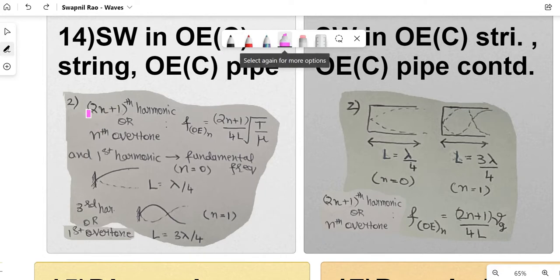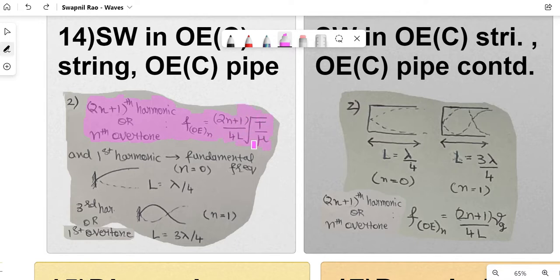The formula, as you can see, would be the (2n plus 1)th harmonic or nth overtone. Please don't mind me stressing on the th while pronouncing. It's just so that you students understand the importance of the way you say the entire thing. As you can see, F one end is equal to 2n plus 1 by 4L under root T by mu.